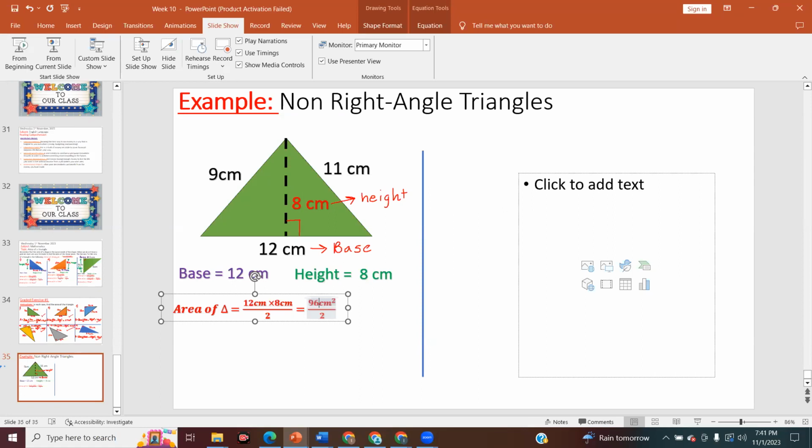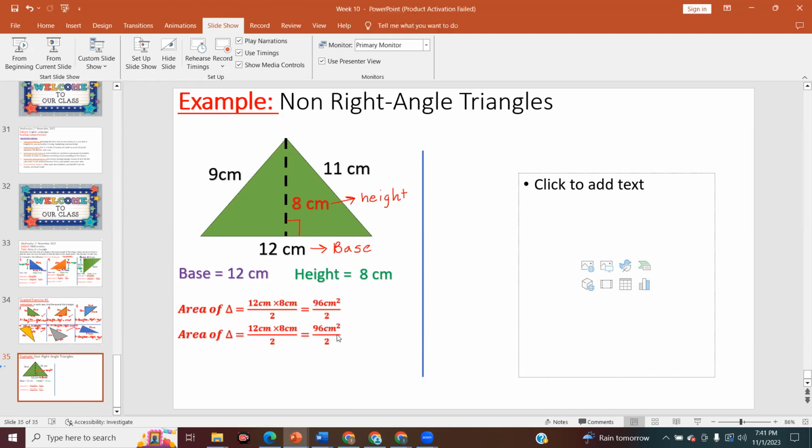All right, so let me divide it by 2. And that's how we get 48. That's how we get the answer. It's just going to be 48 centimeters squared.